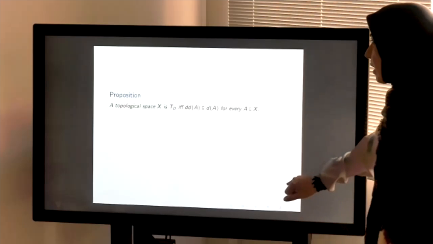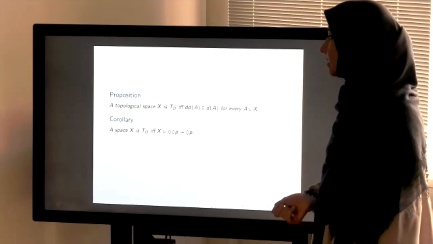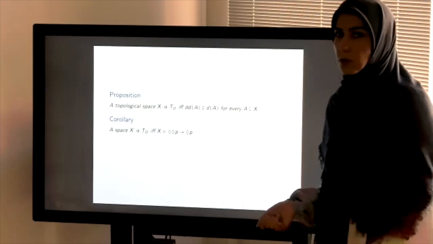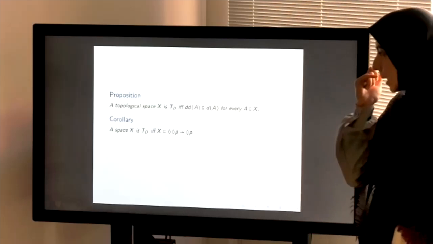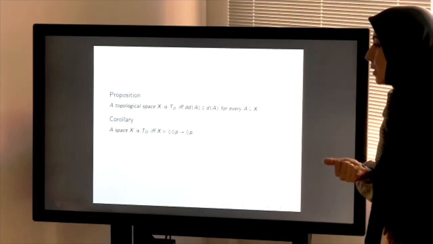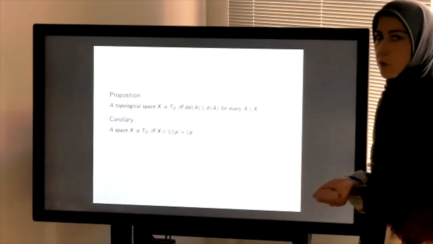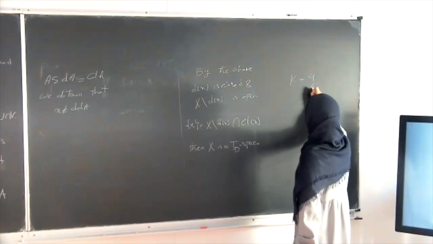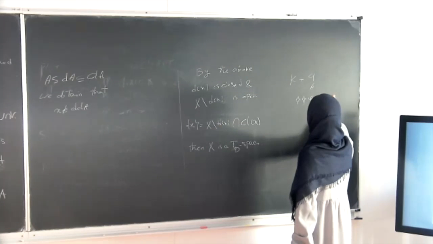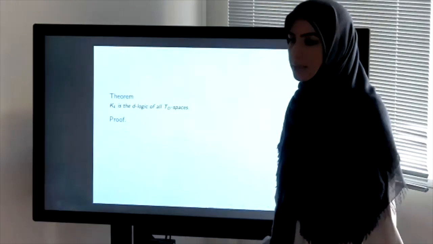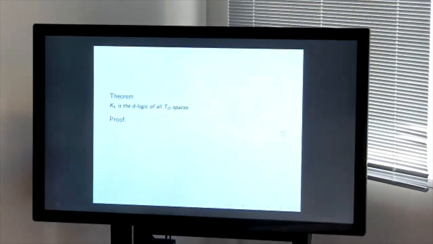Now by this proposition, we can see that a topological space X is a TD space if and only if the axiom diamond diamond P implies diamond P is valid over X. And as you remember, this axiom is the axiom 4 for K4, which is K plus the axiom 4, diamond diamond phi implies diamond phi, is the d-logic of all TD spaces. Let's put that.